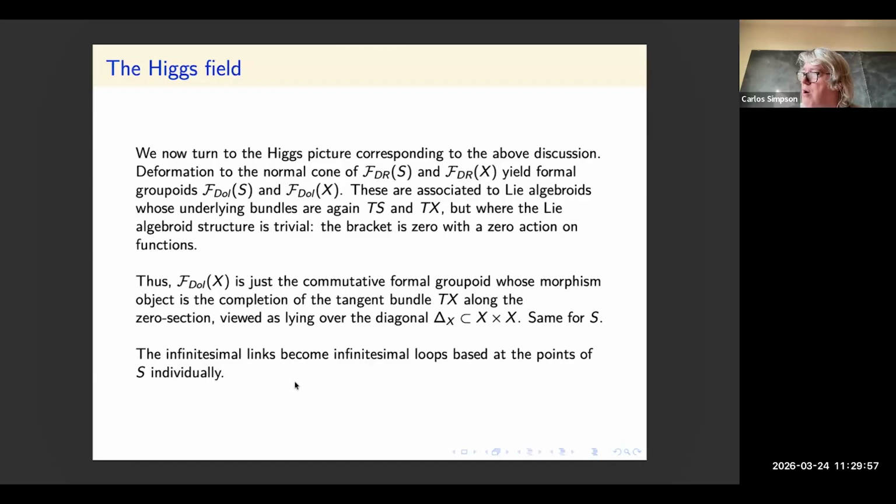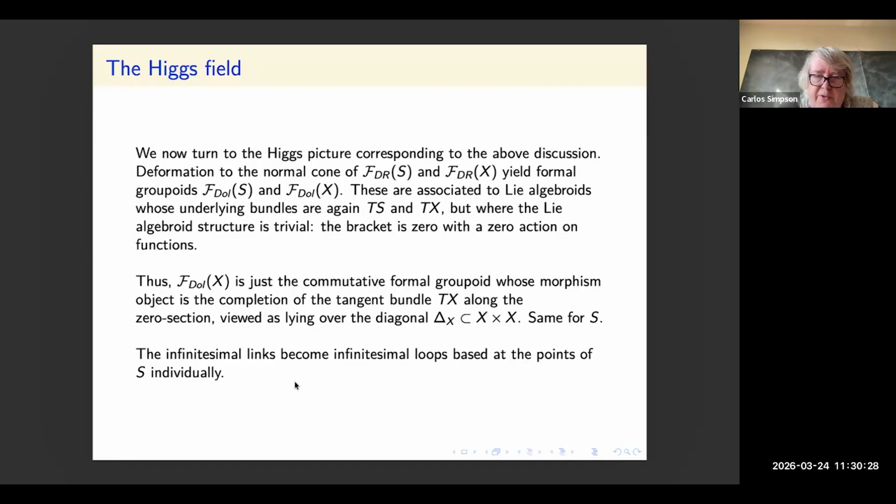That's why in the Dolbeault cohomology, you just have the H^q of Omega^p, but there's no differential, there's no further differentials that are acting there. Okay, so then the formal groupoid F Dolbeault of X is just the commutative formal groupoid whose morphism object is the tangent bundle of X, viewed as lying over the zero section. So viewed as lying over the diagonal inside X cross X.